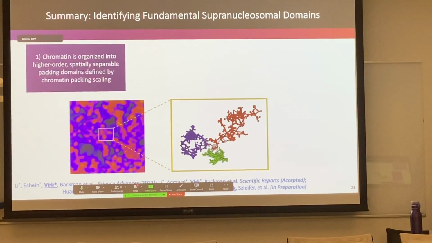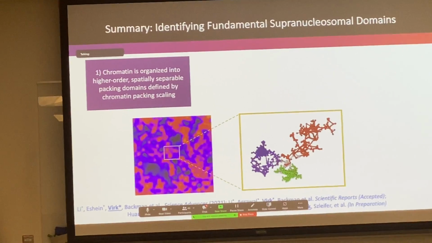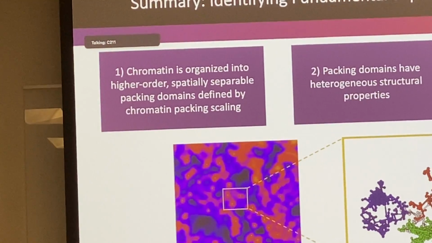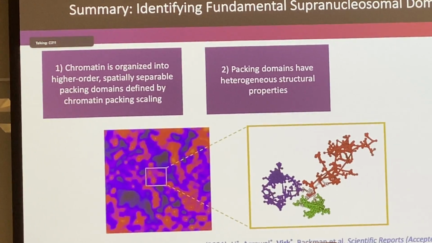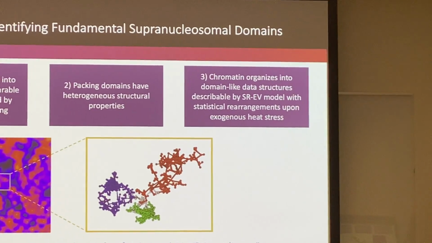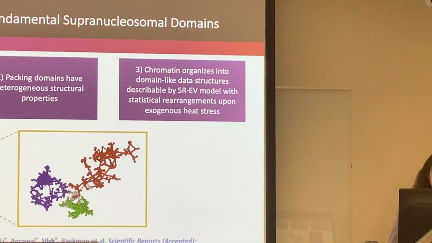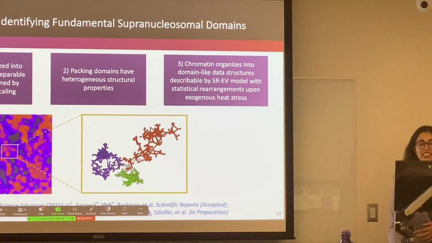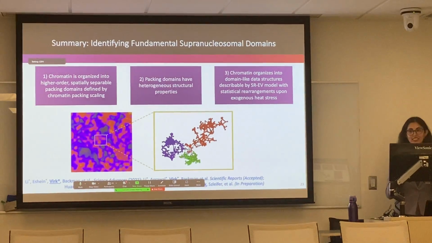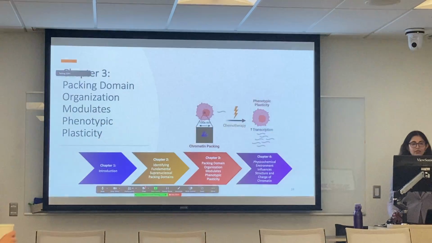So overall, what we've seen here is that chromatin is organized into these higher order spatially separable packing domains that are defined by chromatin packing scaling behavior, that the packing domains themselves have heterogeneous structural properties, and that chromatin organizes into domain-like structures describable by the SREV model with statistical rearrangements upon exogenous heat stress. So now that we've been able to identify the existence of these structures, we next wanted to study their functionality.